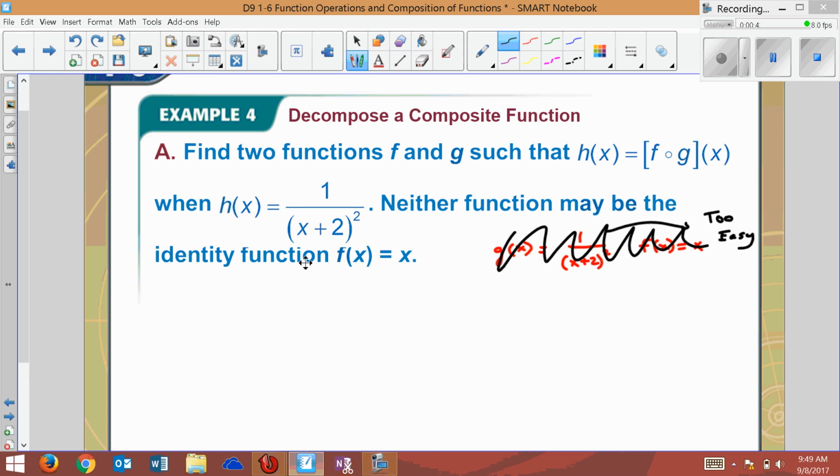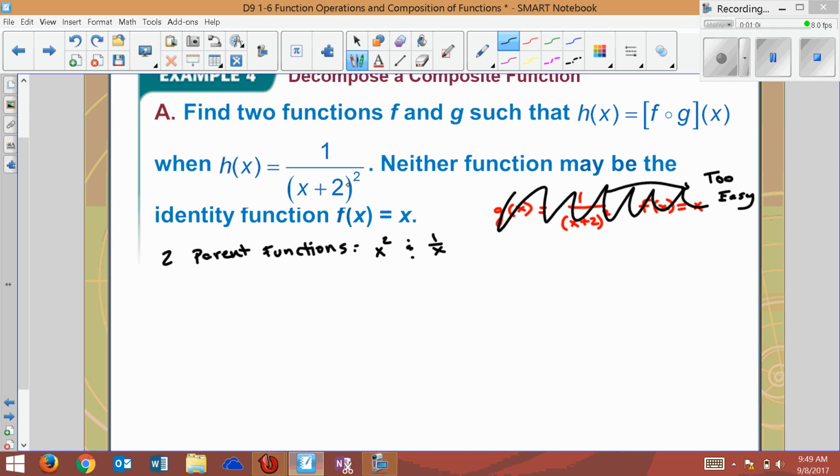So what you do is you look for two different parent functions. What are my two parent functions I see that can make up this equation? Well, I see quadratic, or x squared, and I also see a reciprocal, which is 1 over x. So I start with what's on the inside. The inside is going to be g, the outside is going to be f. So the inside is going to be my g of x. So g of x would equal x plus 2 quantity squared.